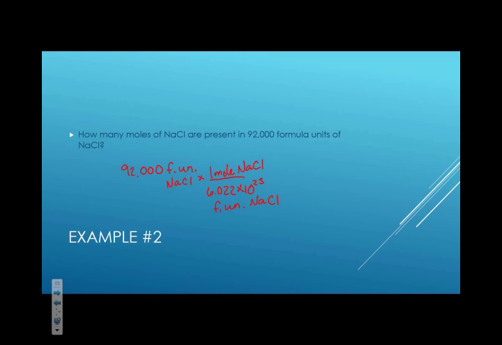So 92,000, and we're going to divide, put parentheses around 6.022 times 10 to the 23rd, end my parentheses, hit equal. Should be a really small number because I'm dividing by a really enormous number. I have 2 significant figures in my measurement, so 2 in my answer, and I get 1.5 times 10 to the negative 19th moles.